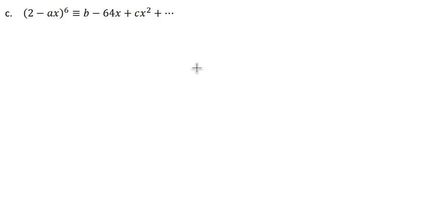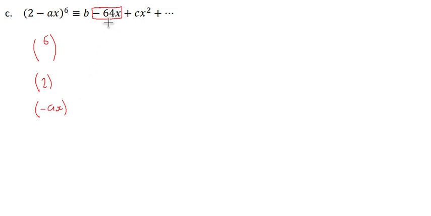In this question, we need to find the values of the constants a, b, and c. First of all, we're going to find a, and we're going to do this by the fact that we know that the coefficient of x is minus 64. So thinking about what we would get if we were to expand this, we would have 6 choose something, 2 to some power, and then minus ax to some power.